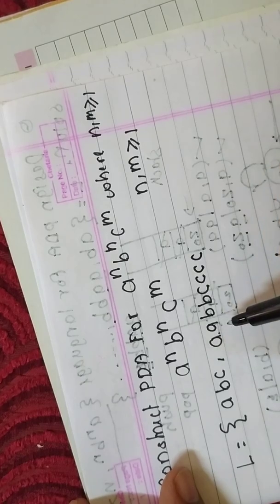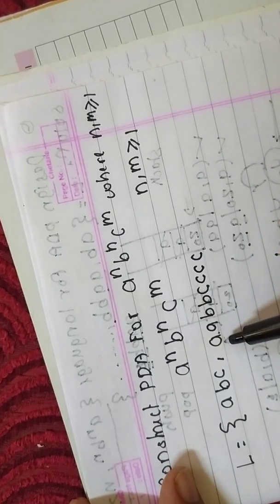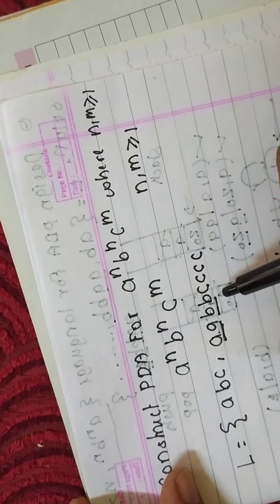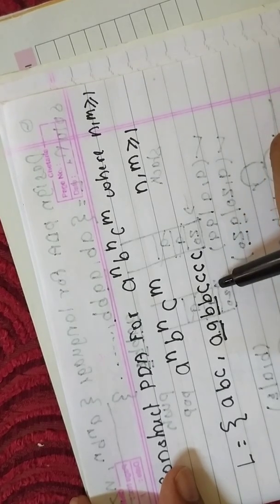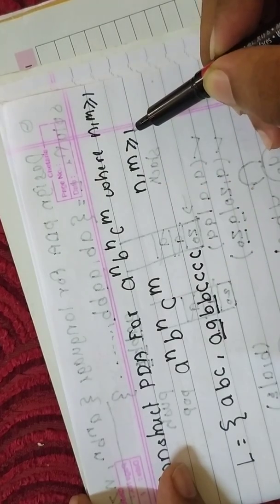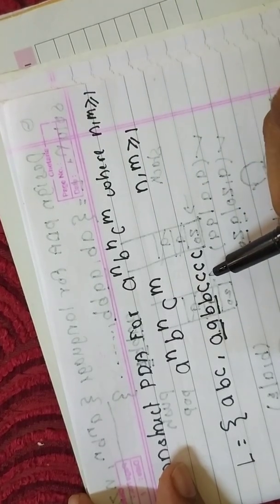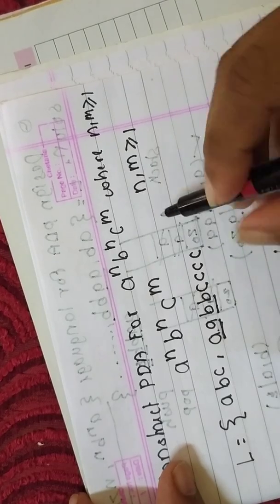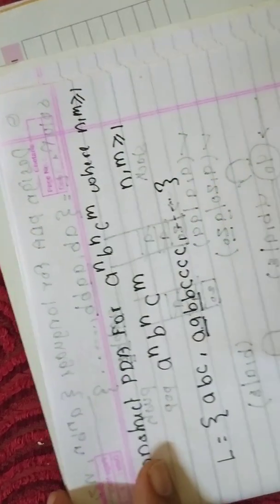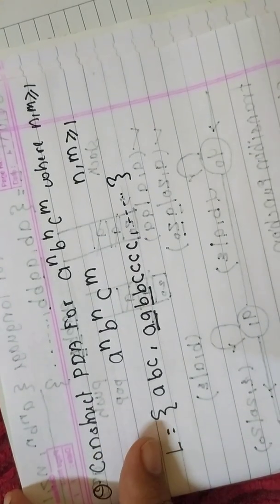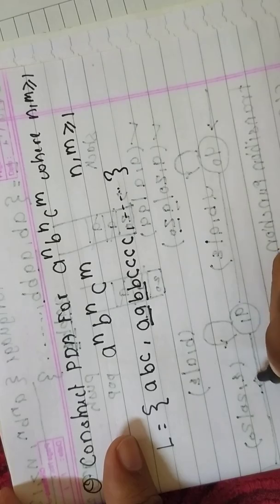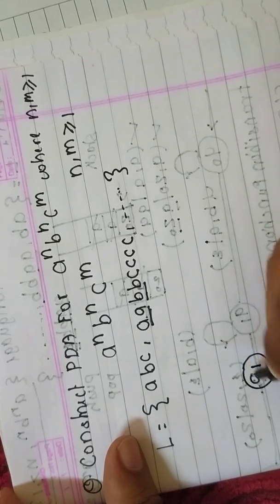So the only restriction here is on the number of a's and the number of b's. The number of a's must be equal to the number of b's. And there must be at least one c, because m greater than or equal to 1 is mentioned. So at least one c is required, but more than one c is also acceptable. So this language is an infinite language.